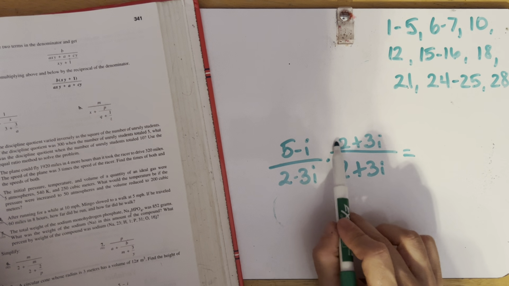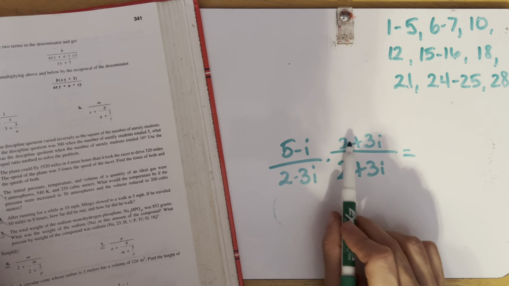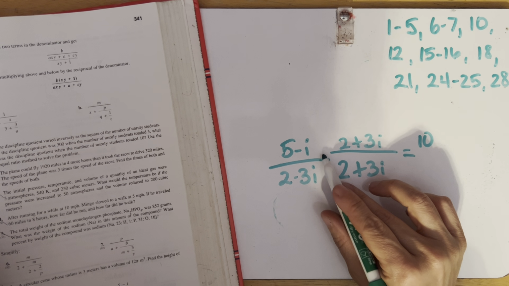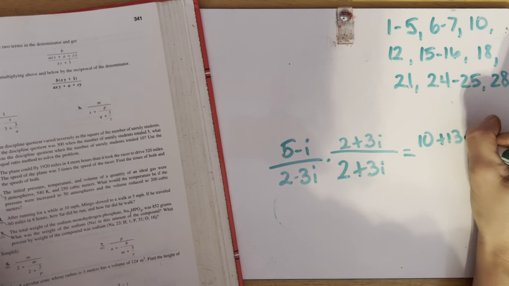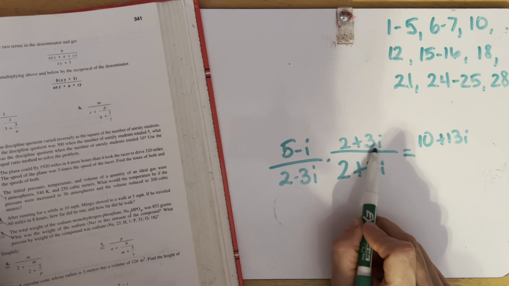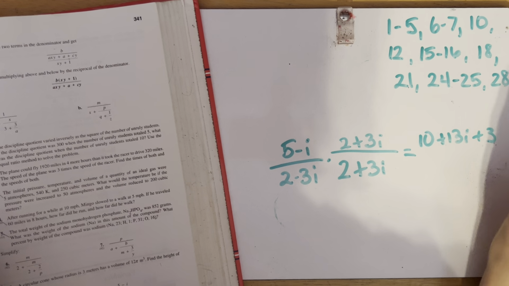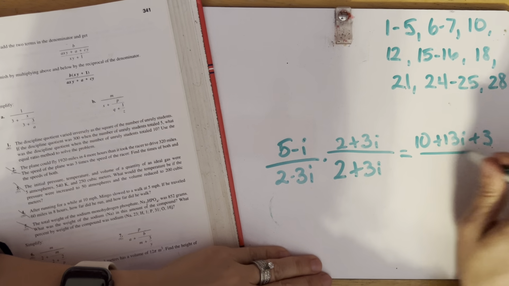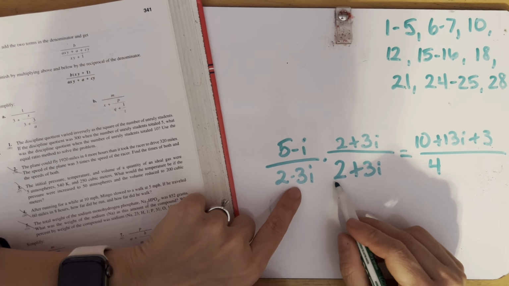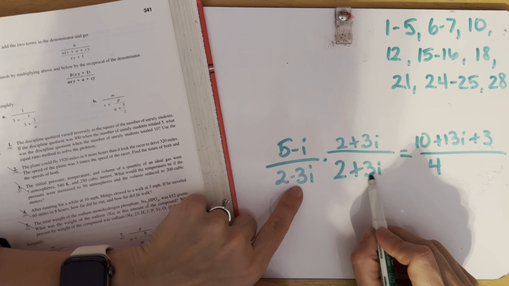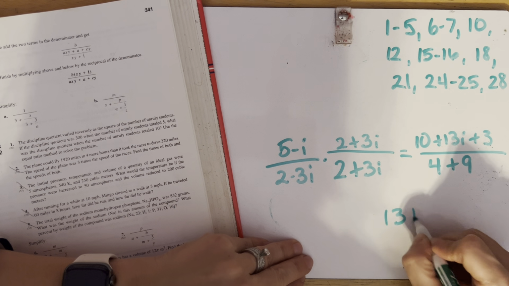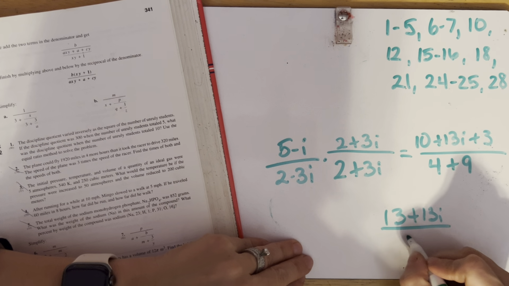Okay, so 5, this is where we're going to do our foiling. First times first, 10. Outer 15i plus inner minus 2i, so plus 13i. Then last times last, -1 times 3, -3i squared, which turns into +3 because i squared is -1, and I'll deal with combining this in a minute. First times first is 4, outer plus inner cancels out, -3 times 3 is -9i squared, so that becomes +9. So now I have 13 plus 13i over 13.